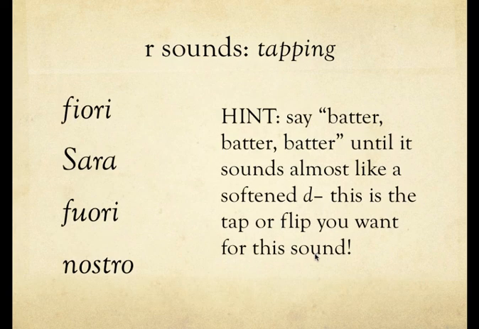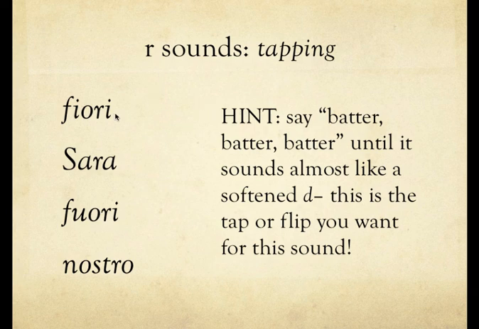Here's the other R sound. It's more of a tap, not a roll. So a good way to find what this sound is, is to say better, better, better, better several times until you hear that kind of softened, almost like a D. And that's the tip or the flip, the tap or the flip that you want for this sound.